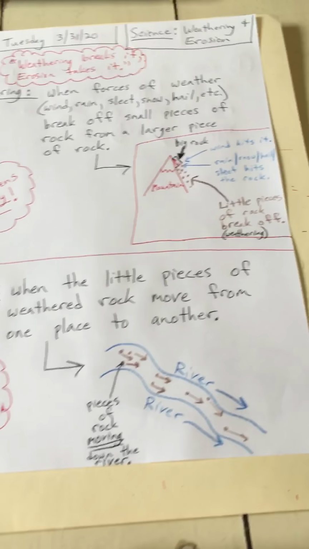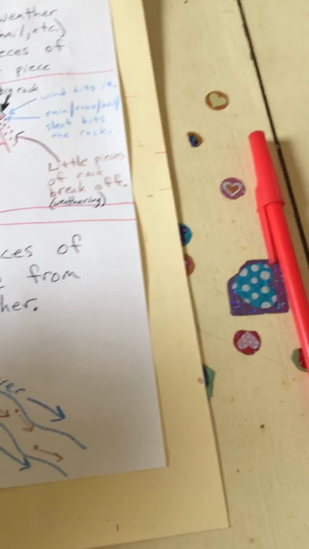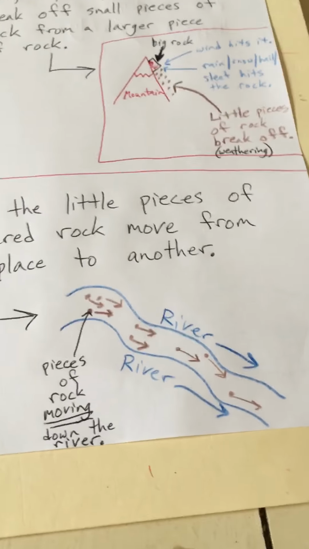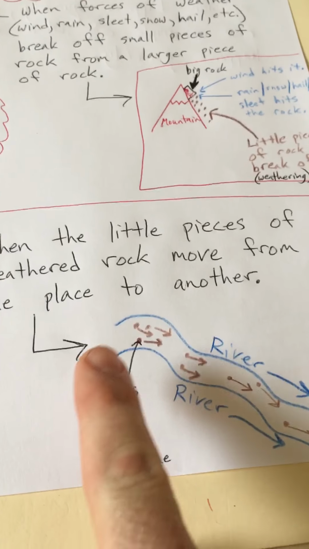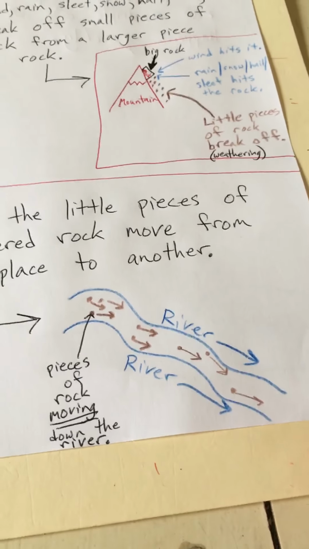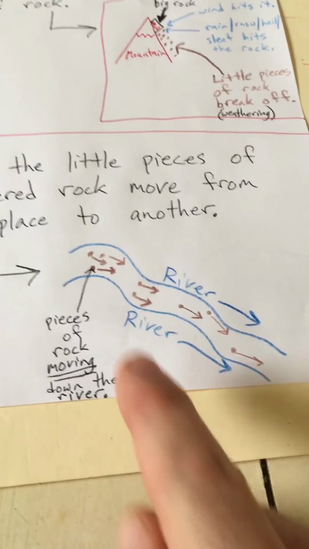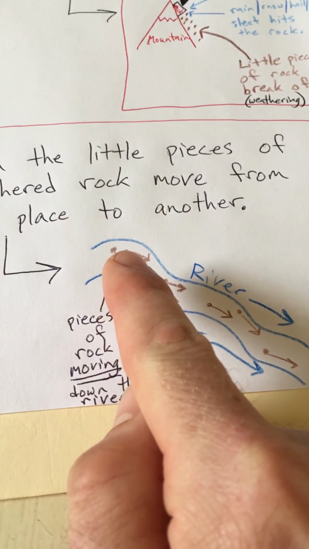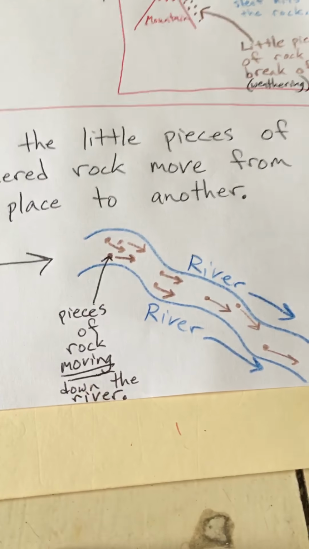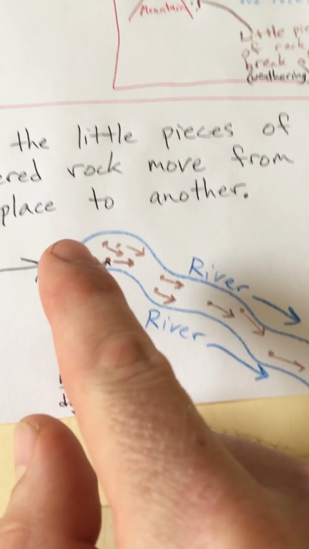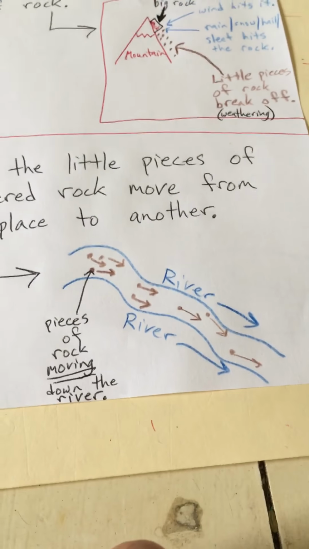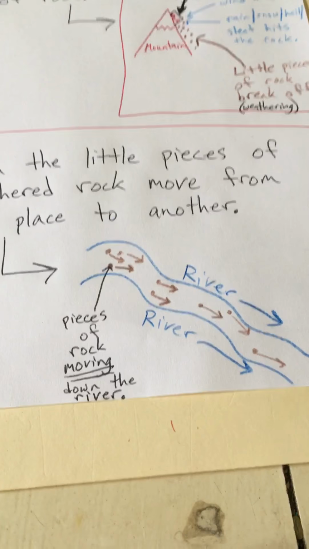All right, so here's my drawing of a river. The arrows mean that the river is going in that direction because the river water is always moving down in elevation to a lower point of elevation. The brown dots are supposed to represent little pieces of rock moving down the river. Those little pieces of rock are called sediment. We're going to talk about that maybe tomorrow.